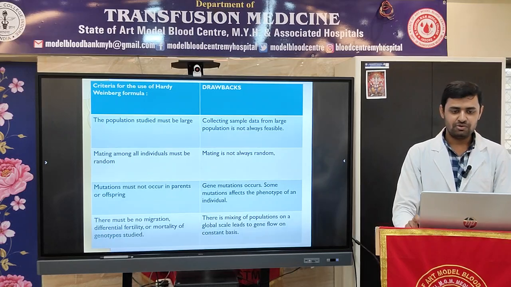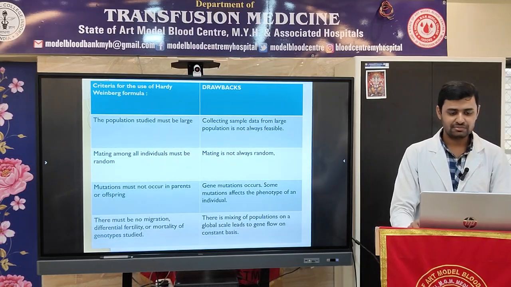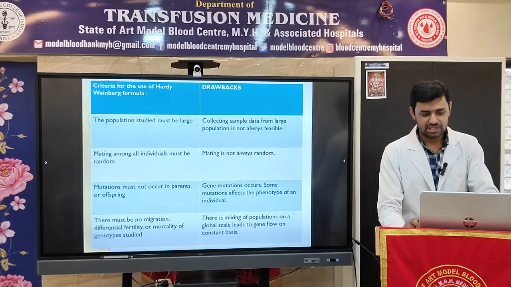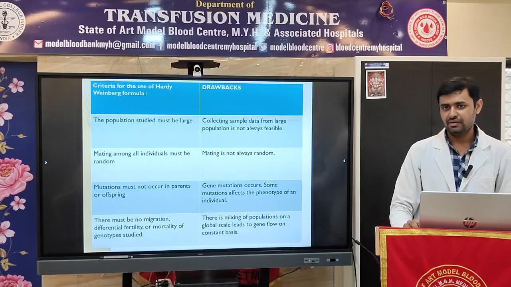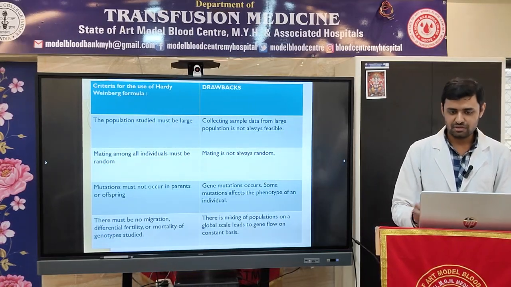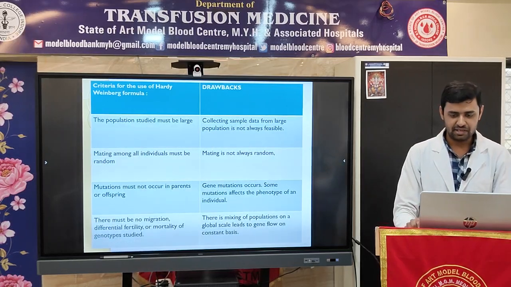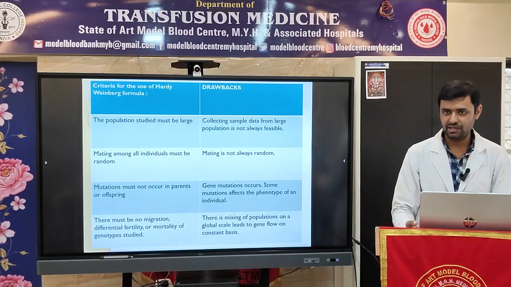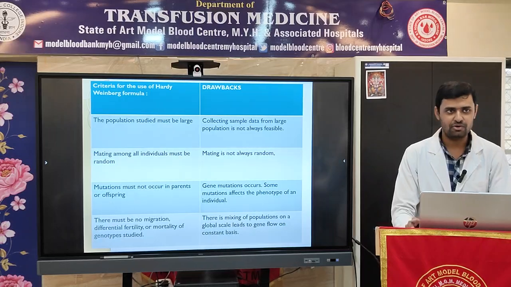What are the criteria for the use of the Hardy-Weinberg formula? The population studied must be large, mating among all individuals must be random, mutations must not occur in parent or offspring, and there must be no migration, differential fertility or mortality of the genotype studied. But there are drawbacks. These conditions are not fulfilled because collecting sample data from a large population is not feasible, mating is not always random, gene mutations occur, some mutations affect the phenotype of an individual, and mixing of populations on a global scale leads to gene flow on a constant basis.